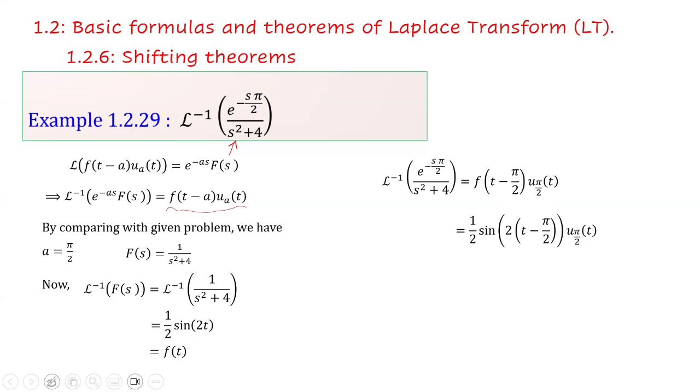So if we further simplify, then you will get here half sine (2t minus pi) u pi over 2(t). So we can take out the minus and it will be sine (pi minus 2t), and sine (pi minus 2t) is half sine 2t u pi over 2(t). Because pi minus 2t is pi minus something, meaning it is in the second quadrant, so it will be plus, and as sine (pi minus theta) equals sine theta, it will be sine 2t. So the answer is minus half sine 2t u pi over 2(t).